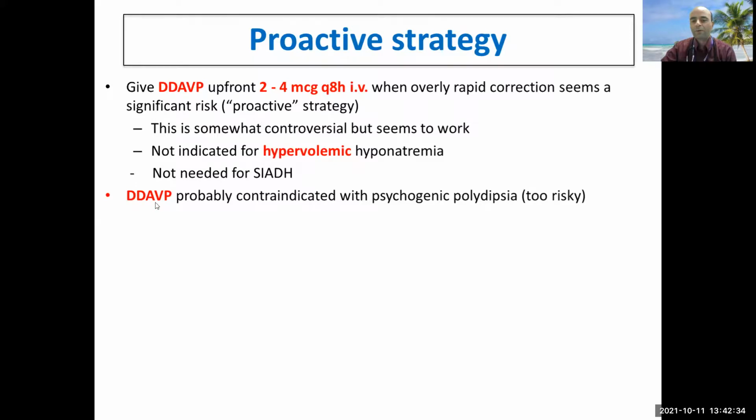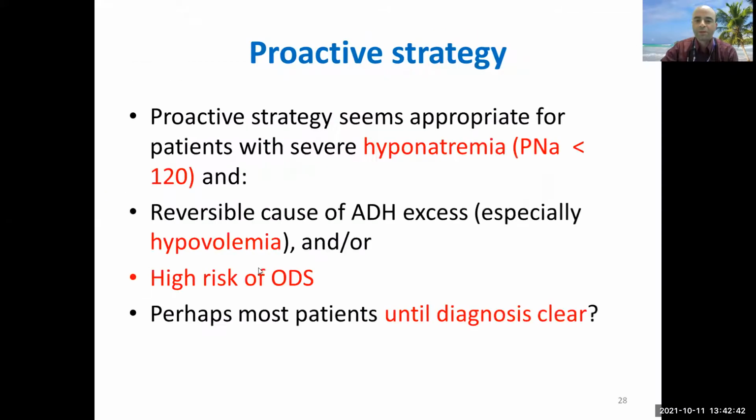Why? DDAVP will lock the urine, and the patient with polydipsia is already drinking water, and you lock the urine, so your patient will be at high risk for osmotic demyelination syndrome. The proactive strategy, we can use this with patients with severe hyponatremia, less than 120. This is a reversible cause of ADH excess, especially in hypovolemia.